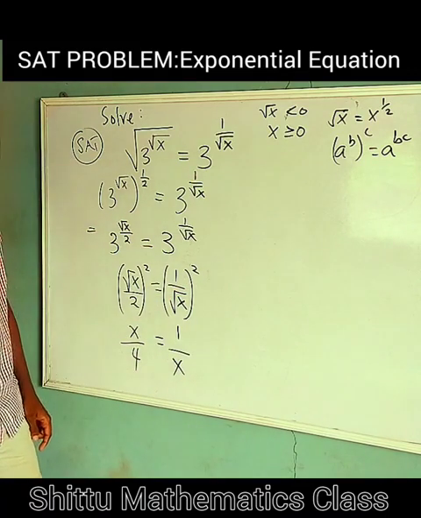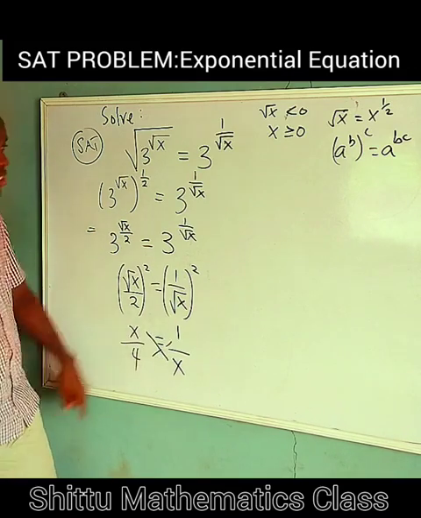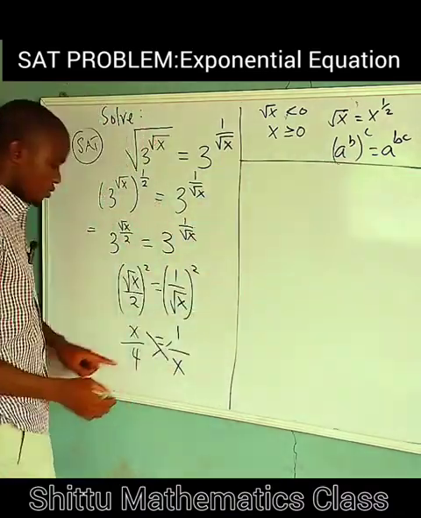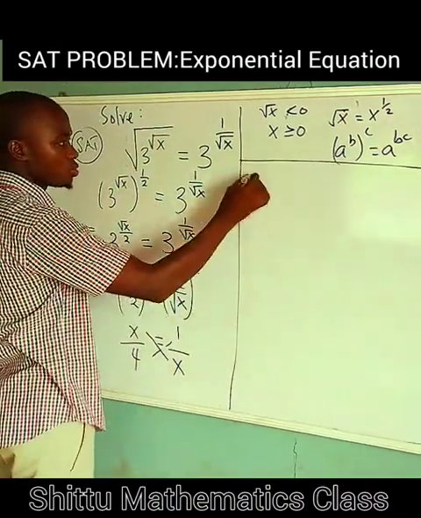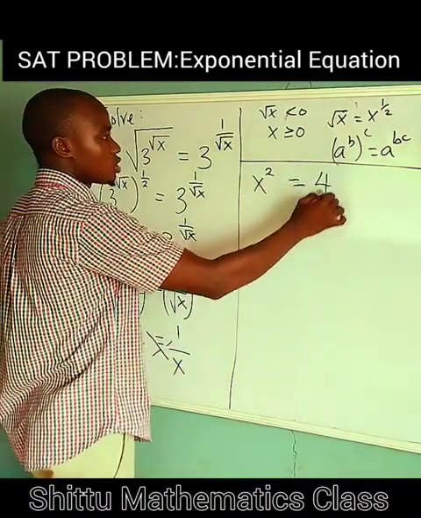So what's the next thing to do? We are going to do cross multiplication. If we cross multiply this equation, what are we going to have? We have x times x, which is x squared, equals 4 times 1, which is 4.